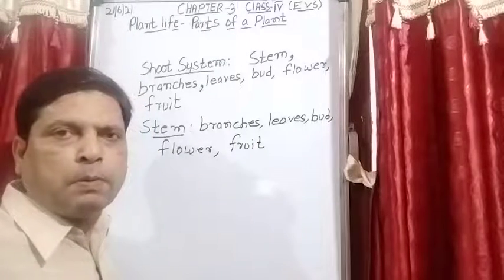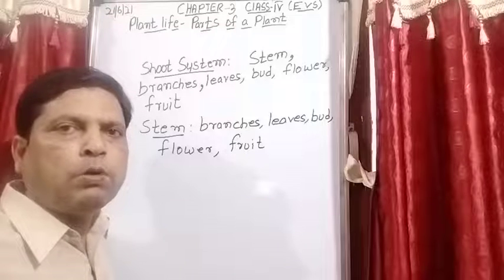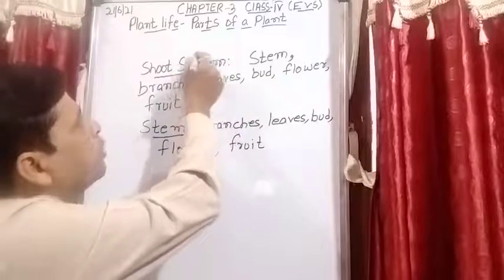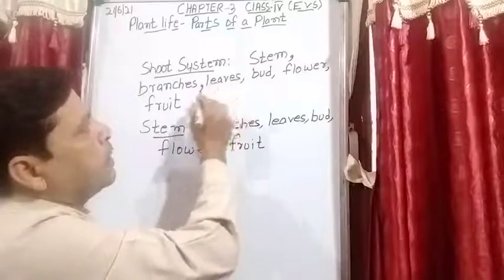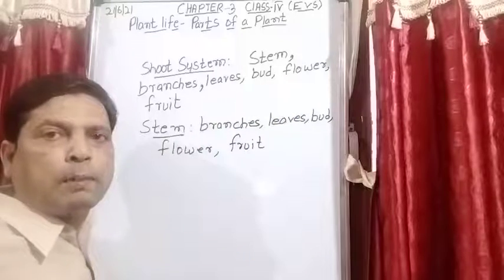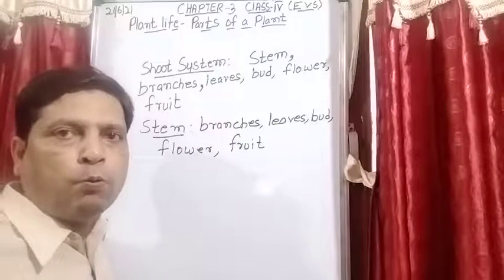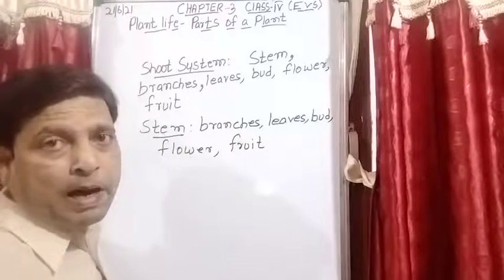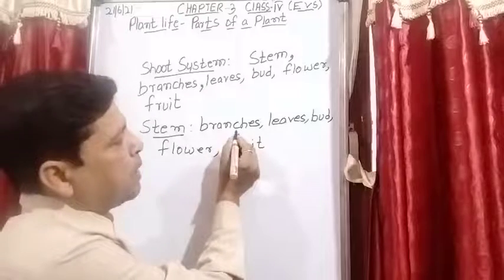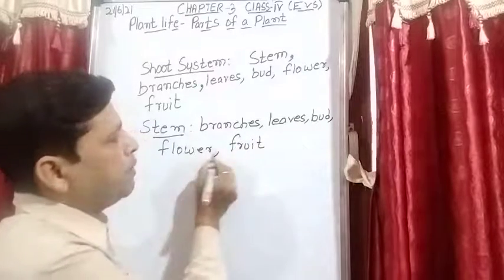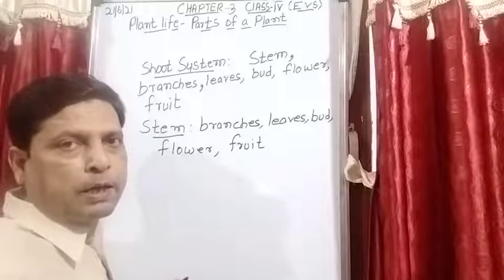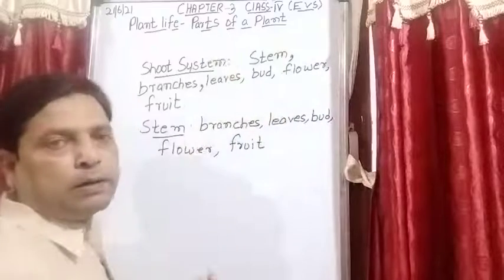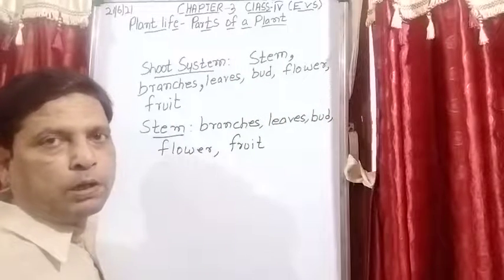Students may say that the teacher explained the same thing: shoot is the above-ground part, and stem is also the above-ground part. Yes, this is true. But when I am talking about the shoot system, stem, branches, leaf, bud, flower and fruit are all parts of the shoot system. When I am talking about the stem, the parts you observe in the stem are branches, leaves, bud, flower and fruit. In the case of a shoot system, all are parts. Is it clear? So don't be confused.